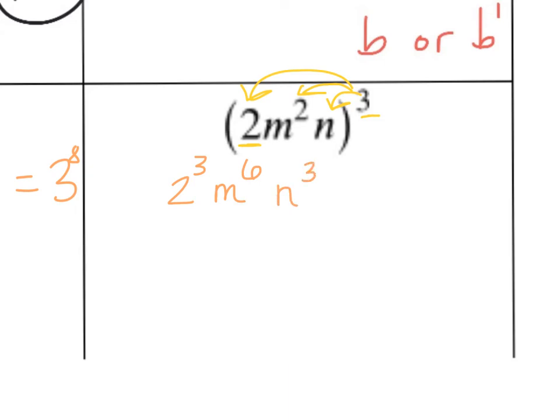And we can go one more step right here. 2 to the third power means 2 times 2 times 2, which is 8. So our final answer would look like this. Okay, so when you have coefficients, you know that exponent went all the way to each item in the parentheses. It applied to each one.